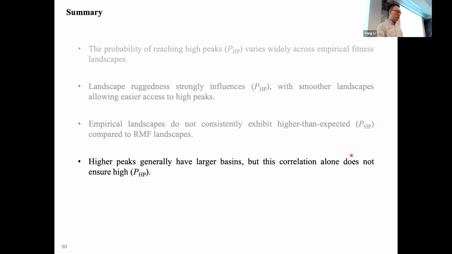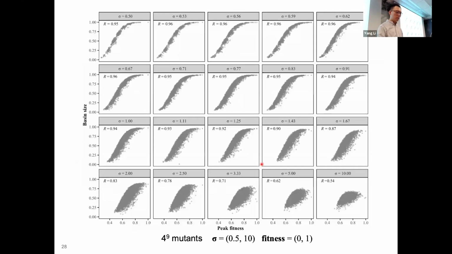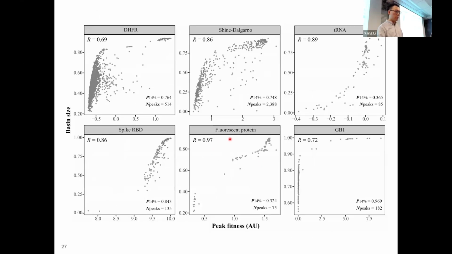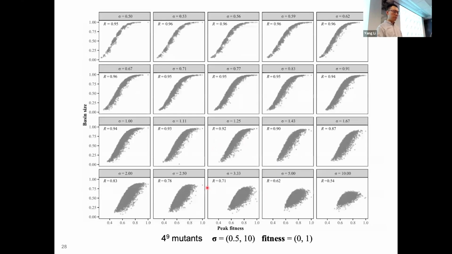So here is the summary of this part. Higher peaks generally have larger basins, but this does not guarantee reaching a peak with high fitness. You can see from the empirical landscapes that the correlation is high, but the probability of reaching a high peak is actually limited. A lot of adaptive walks end up at low-fitness peaks.